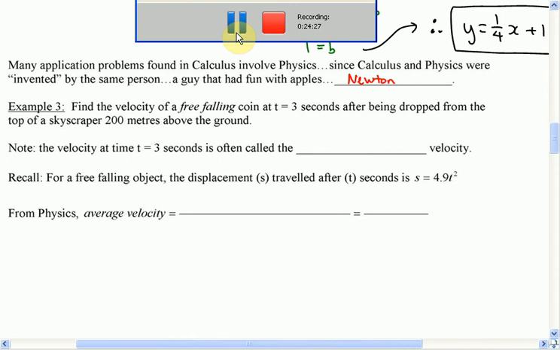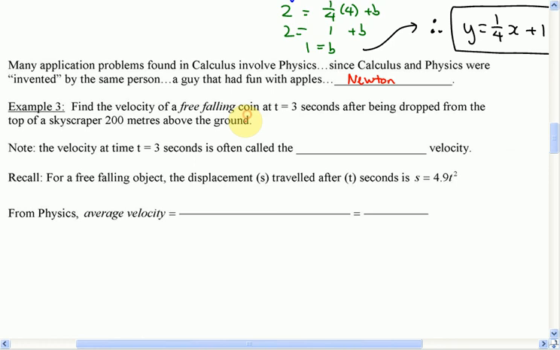Okay. So here's an example that you've seen before in physics. Find the velocity, the speed, of a free-falling coin, 3 seconds after being dropped from the top of a skyscraper 200 meters above the ground. Okay? You've seen this before in physics. This is what I'm going to ask you to do. I want you to find the velocity at a certain time, at 3 seconds. So when I want a velocity at an instant in time, this is often called the instantaneous velocity.